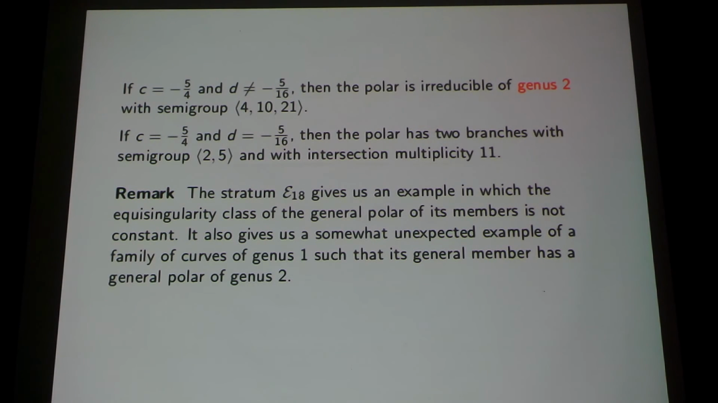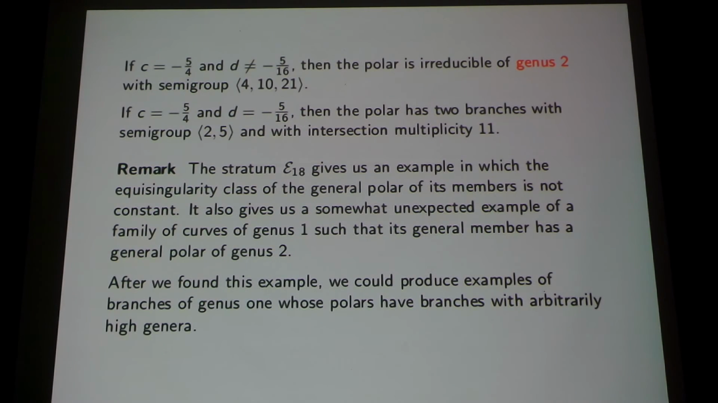Well, after we discovered this case, this pathology, we found that we could produce examples of branches of genus 1 whose polars have branches with arbitrarily high genus. So this can be produced.